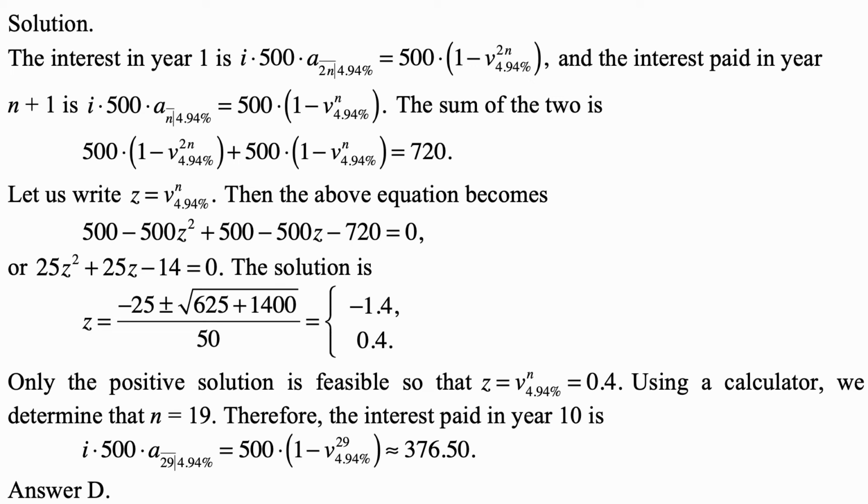Therefore, the interest paid in year 10 is i times 500 times a angle 29, that's the remaining number of payments before the beginning of that year, and that's equal to 500 times 1 minus v to the 29th at 4.94%. And then that's just a matter of calculation. This comes out to be 376.50, which is answer D.